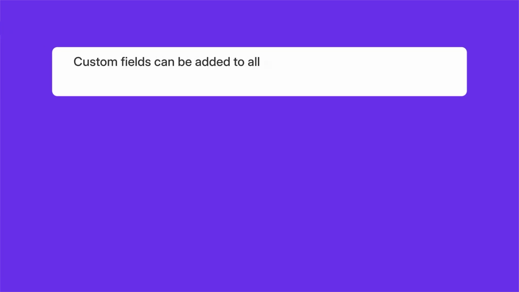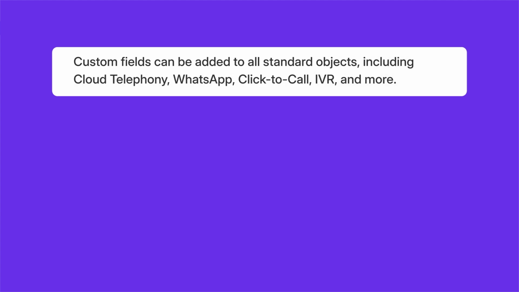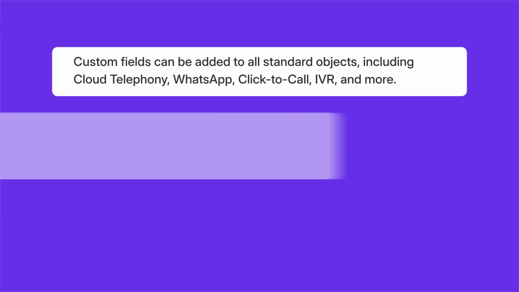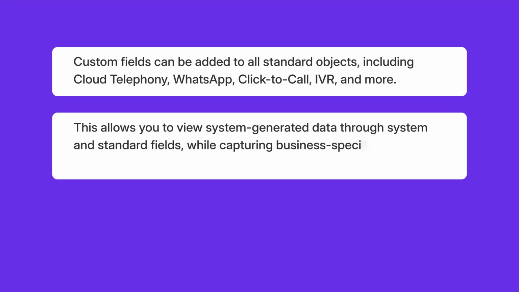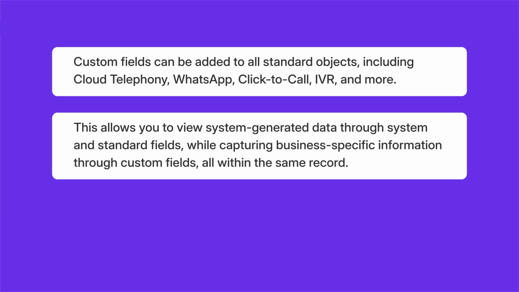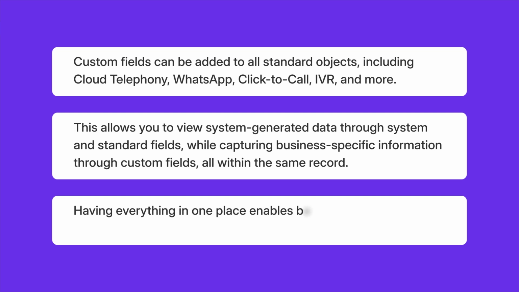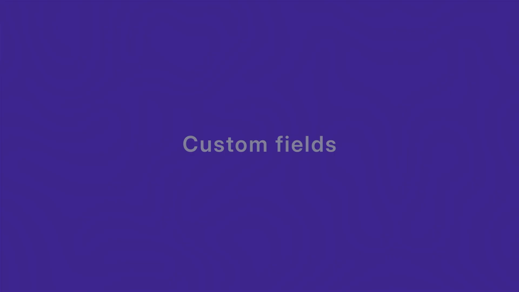Custom fields can be added to all standard objects, including cloud telephony, WhatsApp, click-to-call, IVR, and more. This allows you to view system-generated data through system and standard fields, while capturing business-specific information through custom fields, all within the same record. Having everything in one place enables better analysis, reporting, and decision-making. That's how system fields, standard fields, and custom fields work together in Office 24 by 7 to deliver structured, reliable, and highly customizable data management.